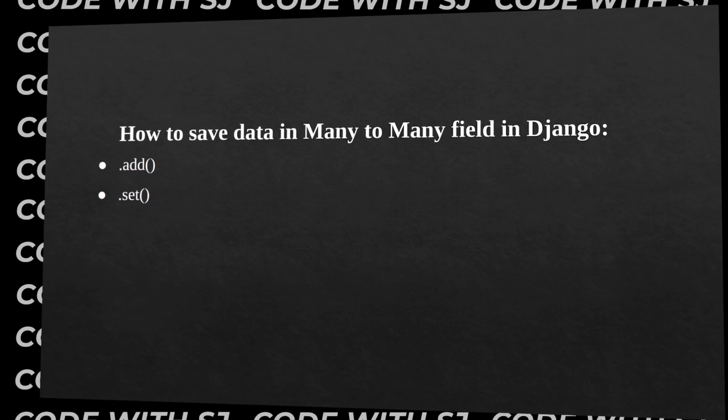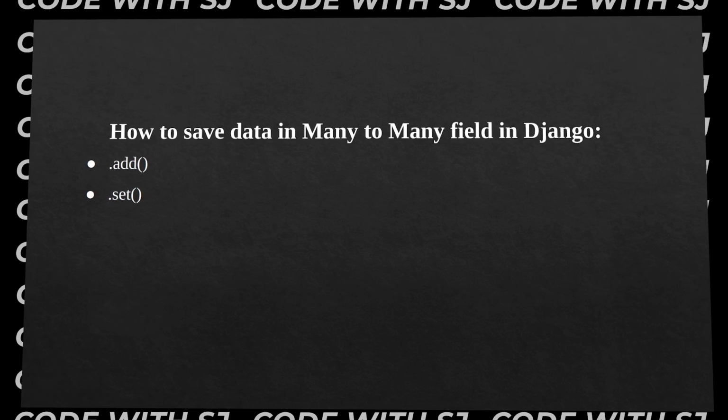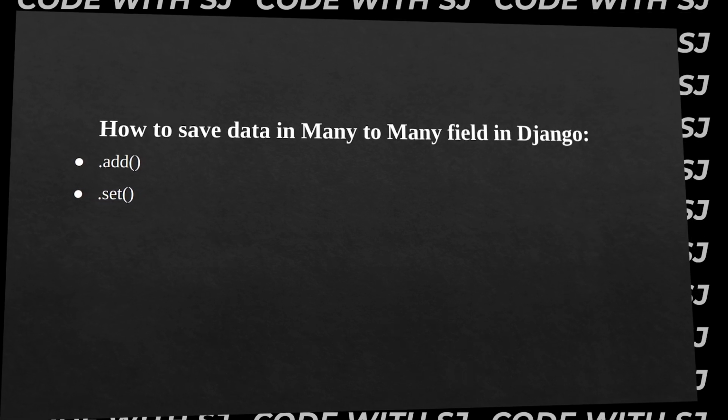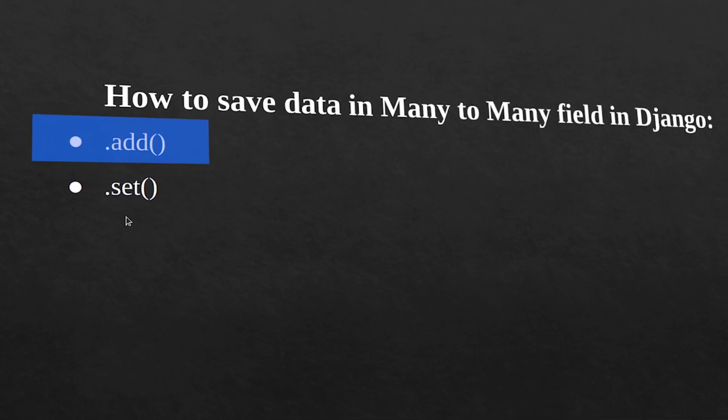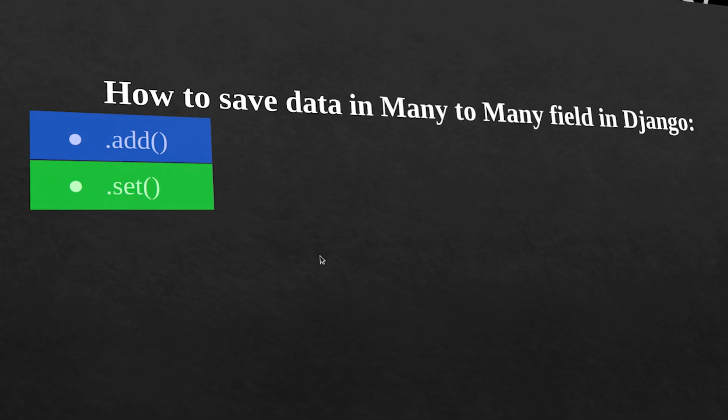In this video, we are going to cover how to save data in a many-to-many field in Django. There are actually two ways. One is by using .add and another one is by using .set. So we are going to cover both of them.